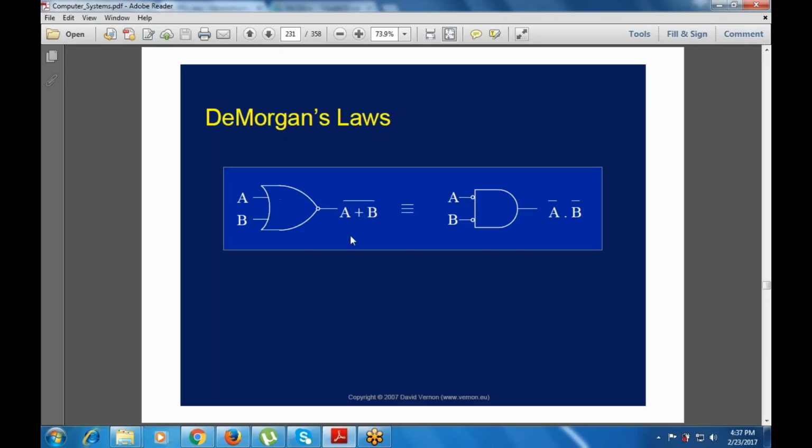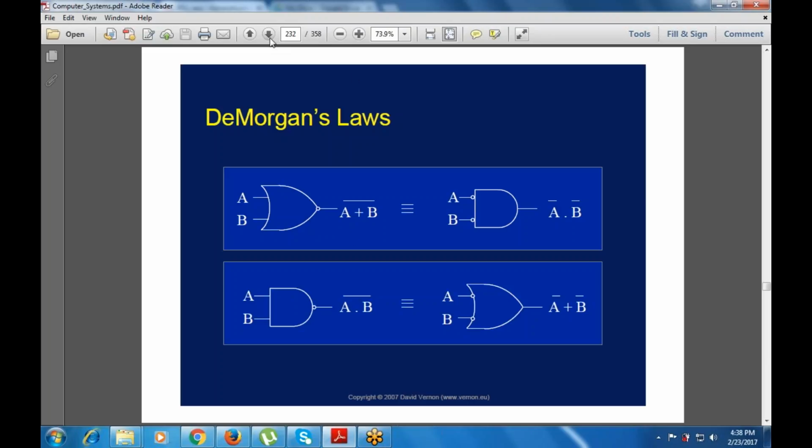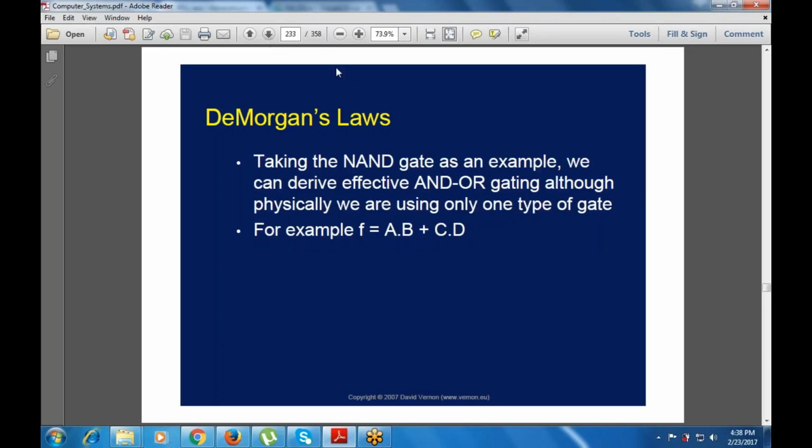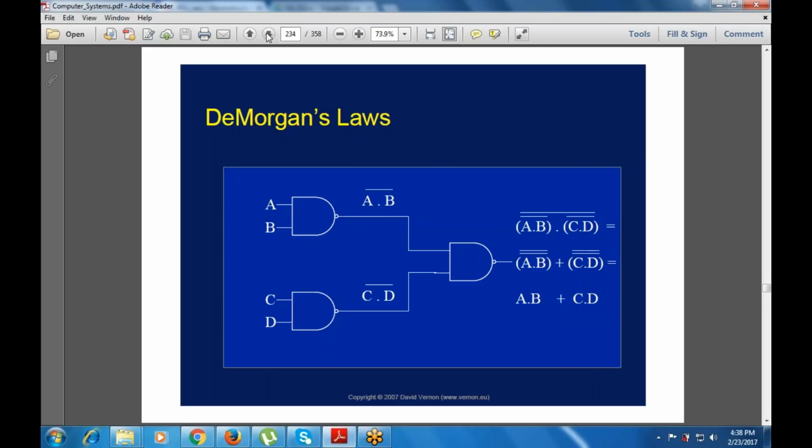Now this is a symbolic representation. A and B OR is A and B not. Then AB equals A complement into B complement. This is again the same. And taking the NAND gate as an example, we can derive effective AND or OR gating, although physically we are using only one type of gate. For example, F equals A into B plus C into D. This is A into B, this is C into D.